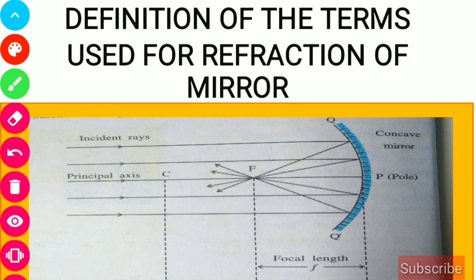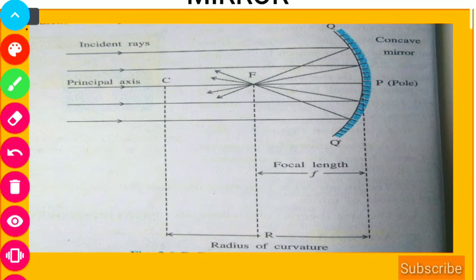Welcome to our new session that is light. The topic we are dealing with is image formation by concave mirror. Before starting the concept, let's understand the terms which are involved in the reflection of a spherical mirror. As shown over here, we can see a diagram which shows the reflection of some rays and which are focused on the focal length f.